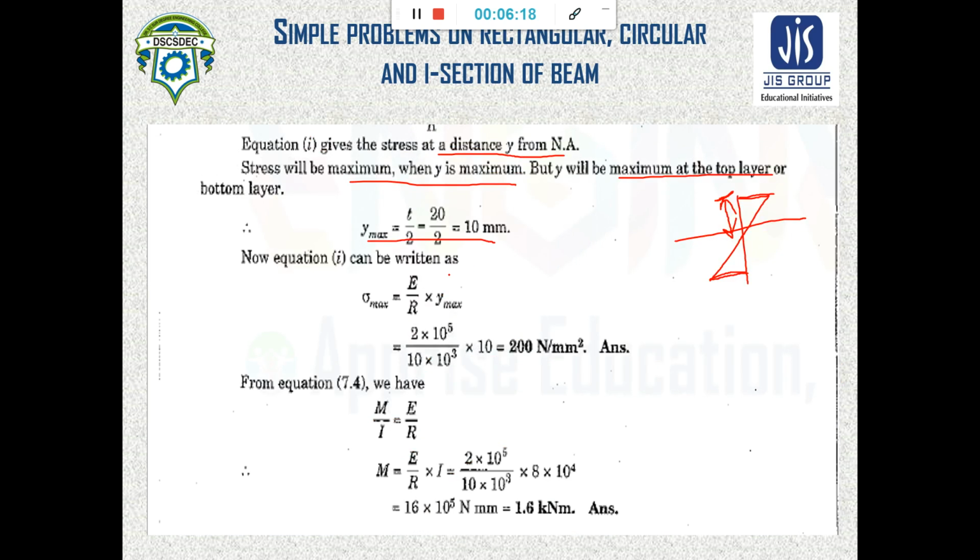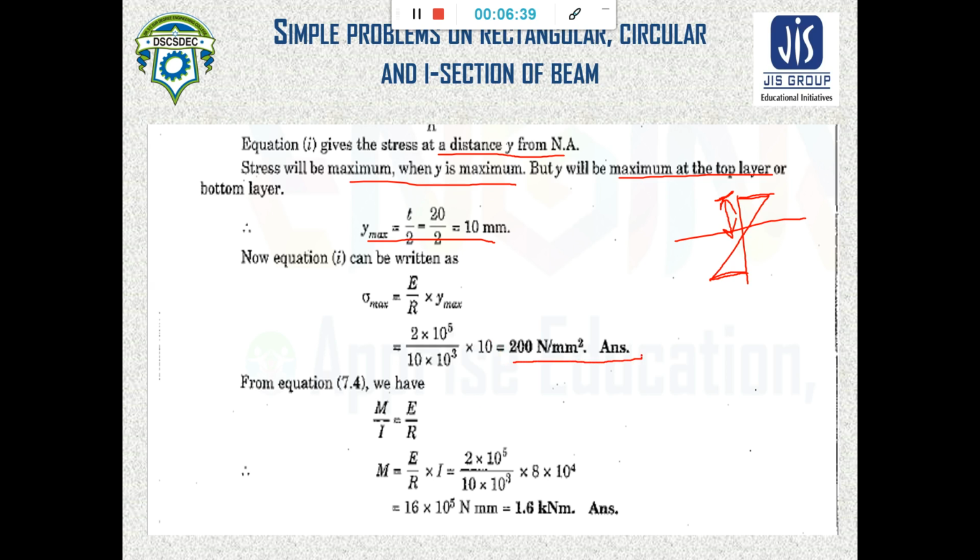Now we can write sigma max is equal to E by R into y max. If we put the values of E, R (the radius of curvature), and y max, then we get our first answer: sigma max will be 200 Newton per millimeter square. So that will be our first answer.